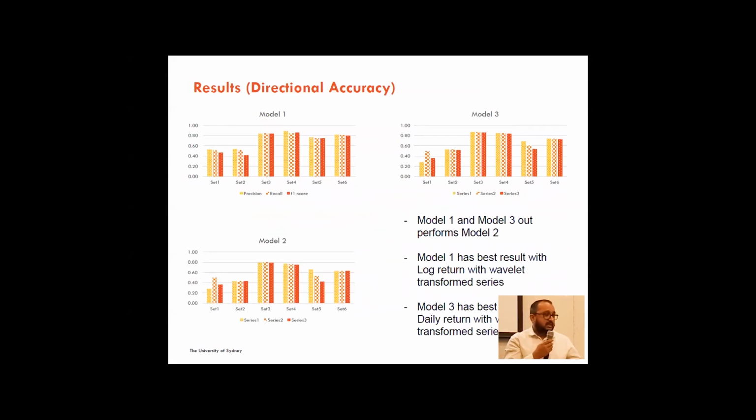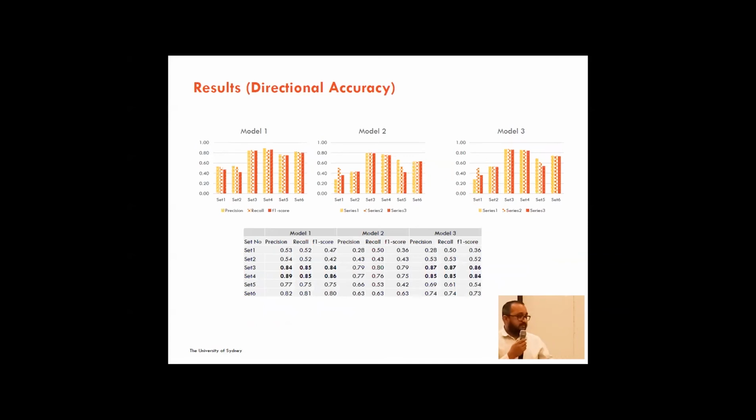We can see that model 1 on the top left corner and model 3 on the top right corner perform best. They have 86% accuracy of determining the next day price move, but model 2 a little bit late. And dataset 3 and dataset 4 perform the best, and they are the series of return. That means the series of price movement and the log returns. All of them have a wavelet transformation.